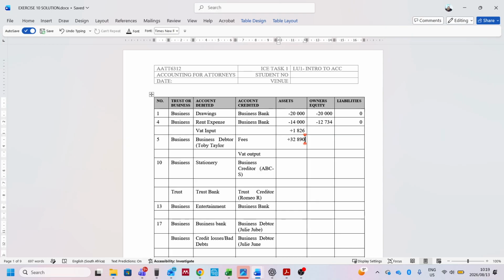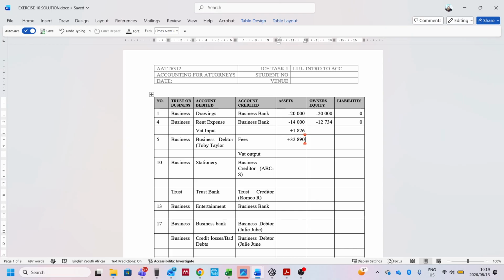The item that you're buying or paying for is recorded at a VAT exclusive amount. The income that the business made, which is fees, has to be recorded at a VAT exclusive amount. Then you show the VAT separate. I'll repeat this for the last time. Your business bank should be recorded at a VAT inclusive amount. Your business debtor should be recorded at a VAT inclusive amount.